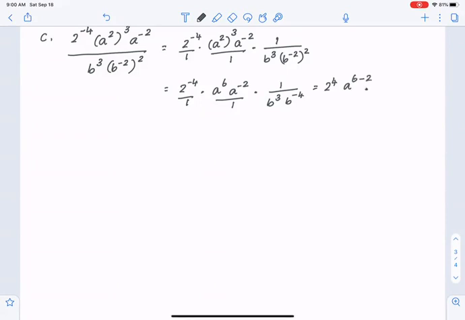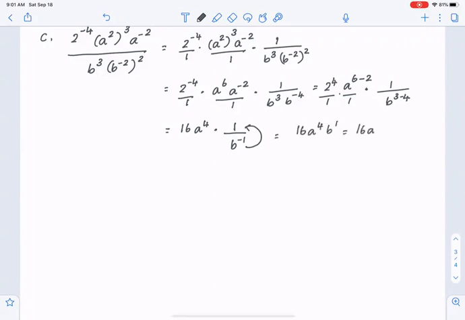In the denominator, I'm multiplying the b's, so b raised 3 minus 4, because the product rule states if the bases are identical, you add the powers. So we will get 16, a raised positive 4, multiplied by 1 over b raised 3 minus 4, which is negative 1. If we move b raised negative 1 to the numerator, we will have b raised positive 1. So the answer is 16 a raised 4b.